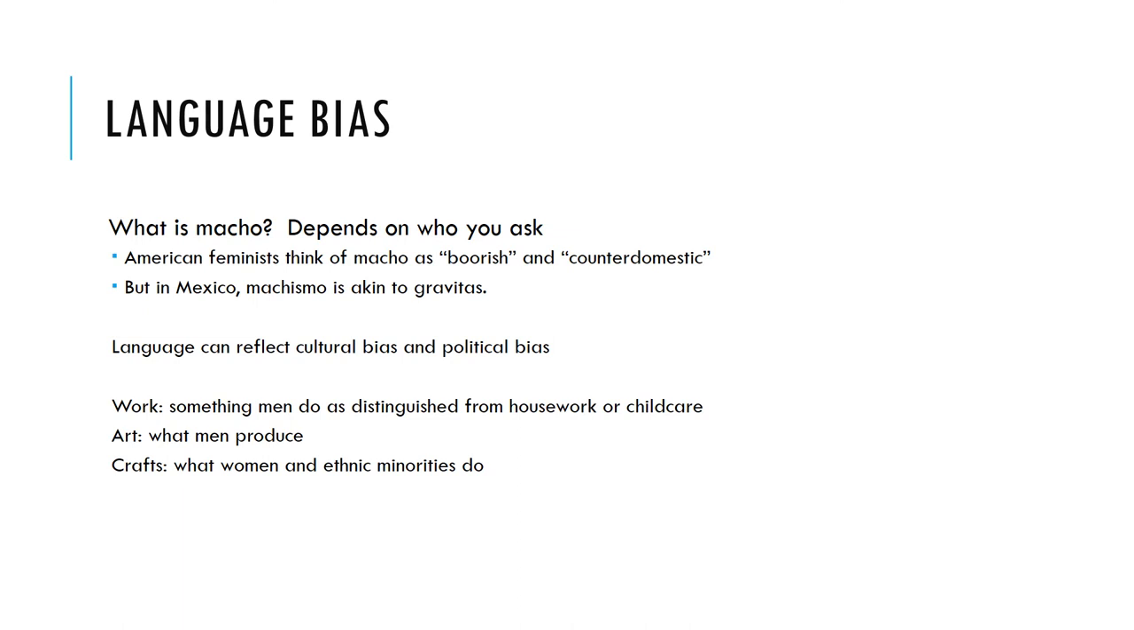We learn that our use of language reflects our bias. The book uses the definition of the word macho, and we learn that that definition depends on who you ask. American feminists think of macho as someone who is boorish or counter-domestic. But in Mexico, machismo is akin to gravitas. It is a man who takes care of the people who depend upon him. So we learn language can reflect cultural bias and political bias.